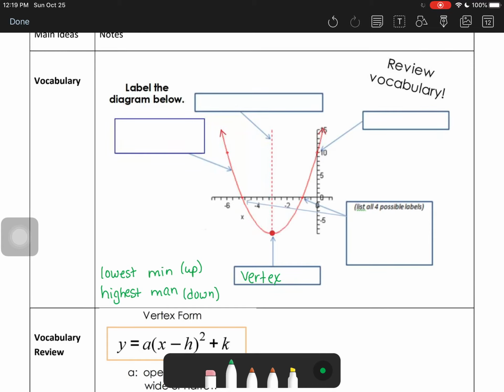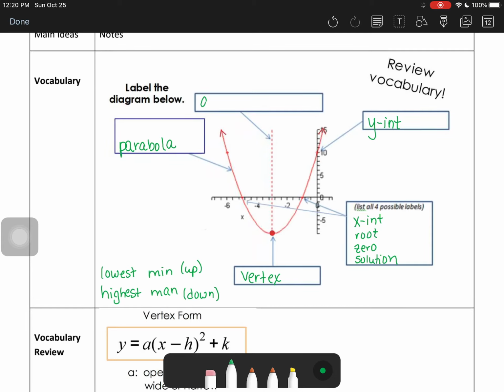Remember, where our parabola crosses the y-axis is called the y-intercept. And where our parabola crosses the x-axis is called the x-intercept. From earlier lessons, we also remember that this could be called a root, it could be called a zero, or it could be called a solution. The curve itself is called the parabola.